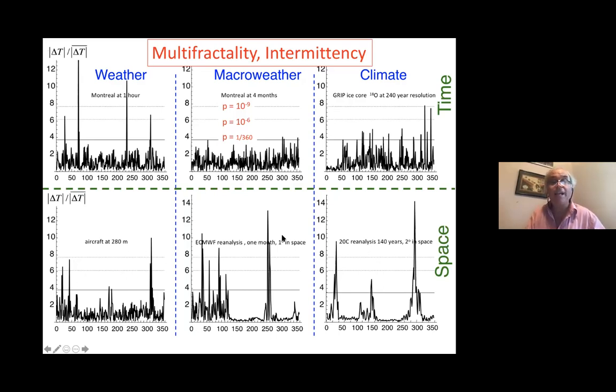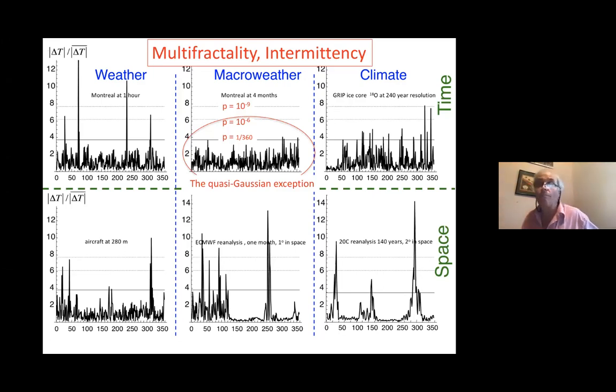This would be from a reanalysis. And you can see, again, huge intermittency in space. And the only exception then is this macro weather regime. Actually, in a way, that's fortunate, because this makes it much simpler. If things are more or less quasi-Gaussian, then we can use much more well-established mathematics. Come back to that later.